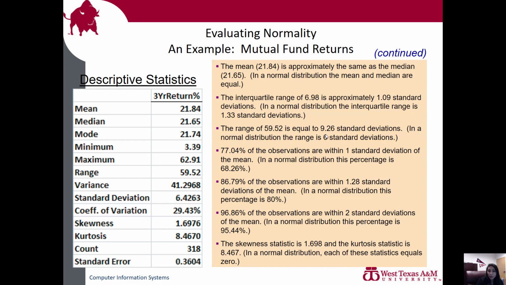So the range is equal to 59.52, and that's equal to 9.26 standard deviations, and we found that by using how many standard deviations right here fit into that range. So in a normal distribution, that range is 6 standard deviations, and this seems to be a lot larger than that.